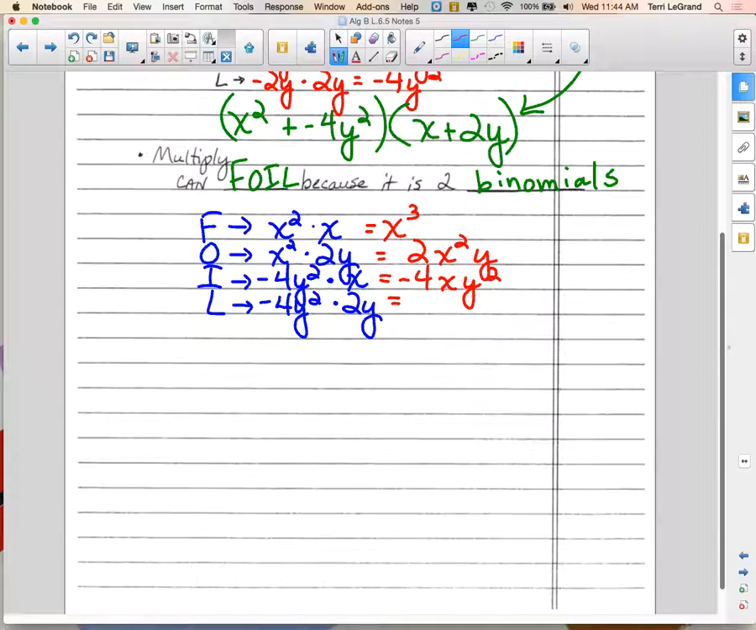Okay, what's our L step give us? Negative y to the third. Negative 8y to the third. Okay, so sometimes in FOIL, I said this in the beginning, typically the O and the I step will combine, but not always. Here's one of those times where they will not. So we just bring down all four of them with plus signs between them.